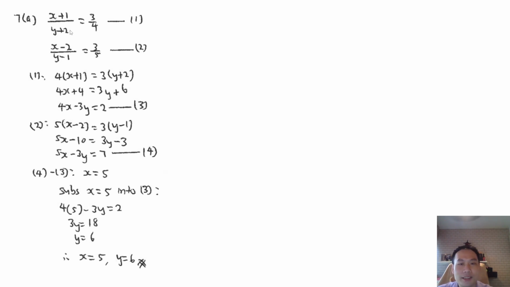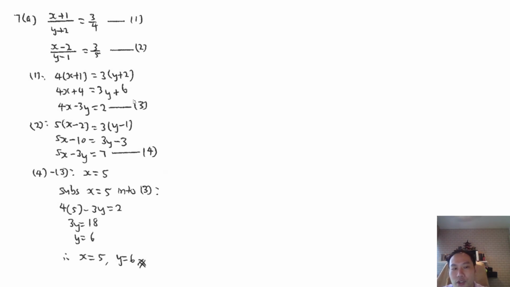But in terms of writing out the solution, to speed things up, we can actually just cross multiply. So 4 goes up, y plus 2 goes up here. And that's how we get this from equation 1. We have 4 times x plus 1, and then equals to 3 times y plus 2. So the denominators have gone up to the opposite side. Expanding it, 4x plus 4 equals to 3y plus 6. And then we want to write it in this form, which we are familiar with: 4x minus 3y equals to 2, right? Just rearrange it and we have this.